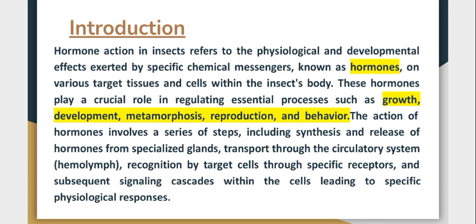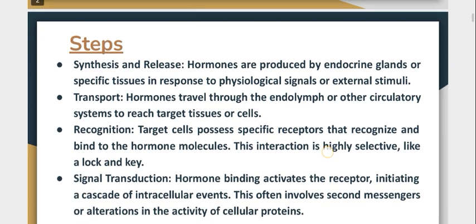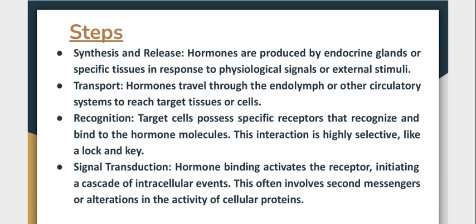The action of hormones involves a series of steps, including synthesis and release of hormones from specialized glands, transport through the circulatory system, in the sense in case of insect, that's hemolymph, then recognition by target cells through specific receptors, and subsequent signaling cascades within the cells leading to specific physiological responses. So there must be some different steps for this mechanism of hormone action.